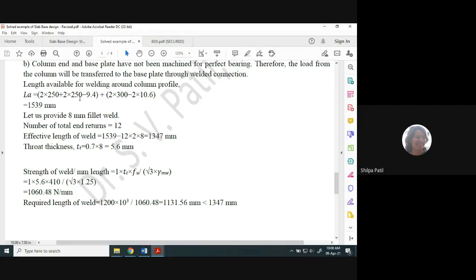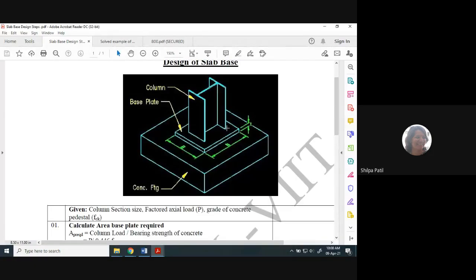So it is minus 2 into 250 minus 9.4 into 2. It is 481.2. So if I subtract this value from 1539, my value is coming as 1057 and the required length is 1131. So that is not satisfactory. It means I have to provide the weld all along the periphery or perimeter of the column.